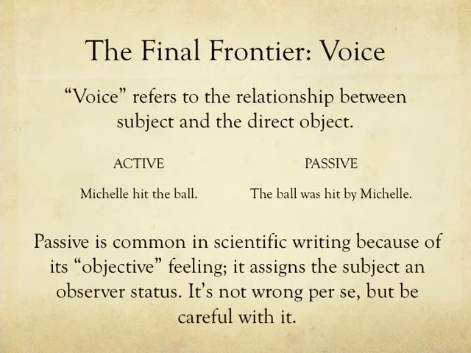Now the question is, what would happen if we changed some of these things? What would happen if we changed one of the participles? So this gets us into a question of voice, okay? And voice, in the way I'm using it, refers to the relationship between the subject and the object. You have heard this talked about in probably all of your English classes in terms of active versus passive voice, okay? And passive is common in scientific writing because it gives an objective feel. It assigns the subject an observer status. And it's not wrong, per se, but you have to be careful with it, right? If everything's in the passive, it can get a little bit boring.